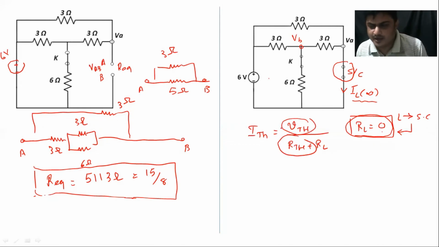Okay, remember why I am using this. Why are you not applying some other equation, like 3 KVL? You can do this. But we already calculated R equivalent, and R equivalent is the equivalent resistance between terminals A and B. So if you already calculated R equivalent, then you have to calculate V Thevenin. V Thevenin is the voltage between these terminals, VAB.